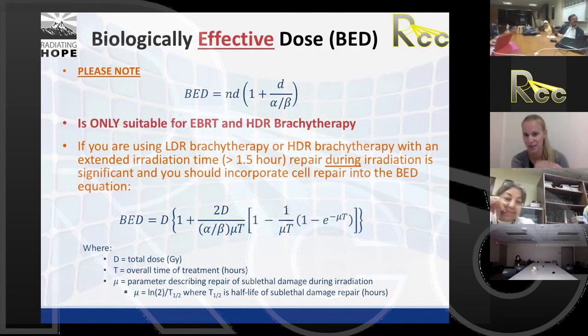You'll see this equation come up in the spreadsheet, which I'll go through with you. Hopefully you've all been sent the spreadsheet. You'll see the difference in the calculations that we use depending on whether you've got long or short treatment times. So whilst we say you can use this top equation for HDR brachy, if you have a source that is quite cold and your irradiation times are stretching beyond an hour or so, you really should incorporate that repair component into your biological effective dose as well.